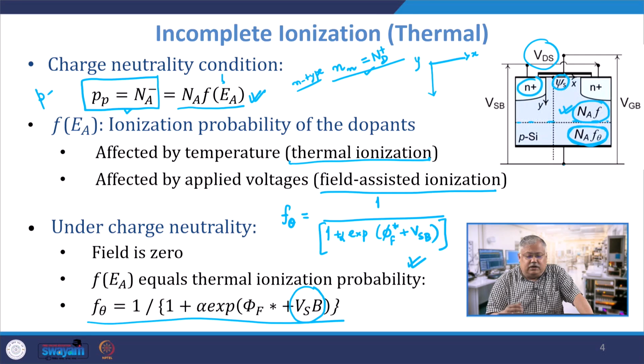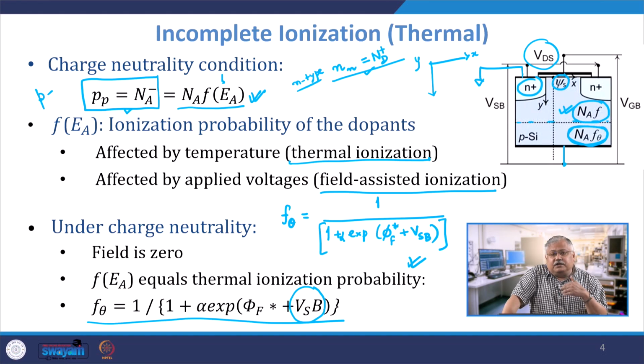That when VSB becomes larger and larger, let us suppose, my source is generally grounded, I apply a bias on the bulk side and I go on increasing the potential, then the source to bulk potential becomes larger and larger. When it becomes larger and larger, it tends to make my F theta smaller, which effectively means that the number of ionized particles is relatively smaller in this case. I will leave it as an exercise to you to find out the physical reason behind it, but that is the notional picture which we get.